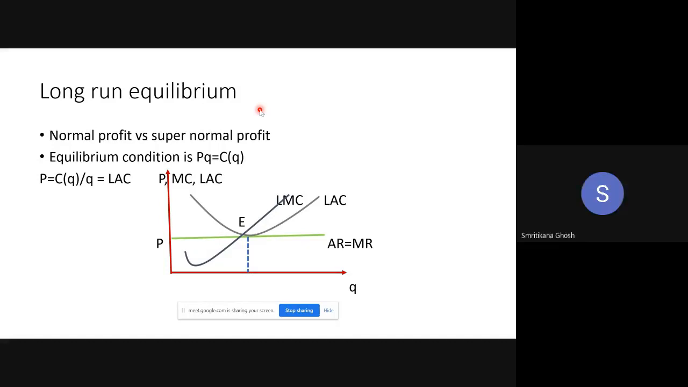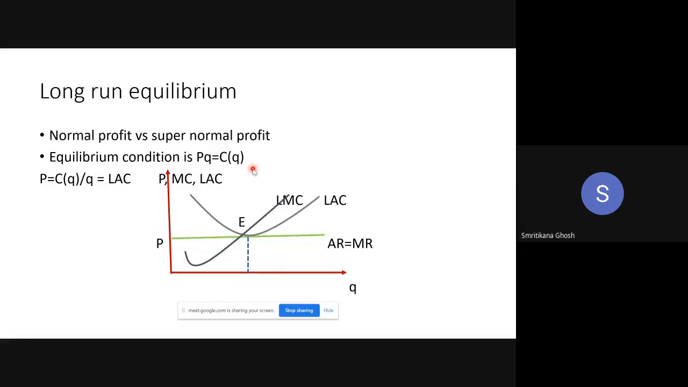Okay. So that supernormal and the normal profit part is done. Now look. If your so-called supernormal profit is zero, then pi will be zero. So total revenue is equal to total cost. Total revenue is P into Q, and total cost is C function of Q. So that will be equal to each other.